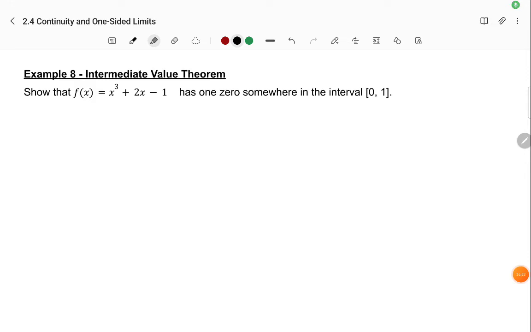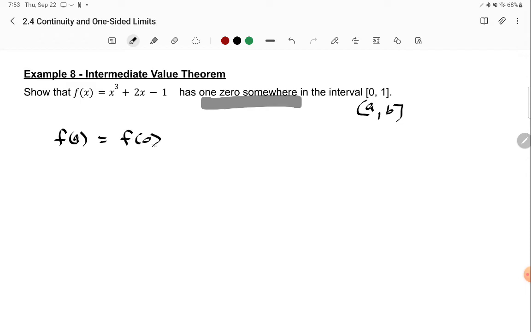So in our example here, it says show that f of x is equal to x to the third plus 2x minus 1 has a 0 somewhere on the interval from 0 to 1. So the first thing we're going to do is figure out, okay, what are our y values? This would be the f of a and f of b, and this would be our interval from a to b. So we have to figure out what f of a is, which is in this case f of 0, and figure out what f of b is, in this case, f of 1.